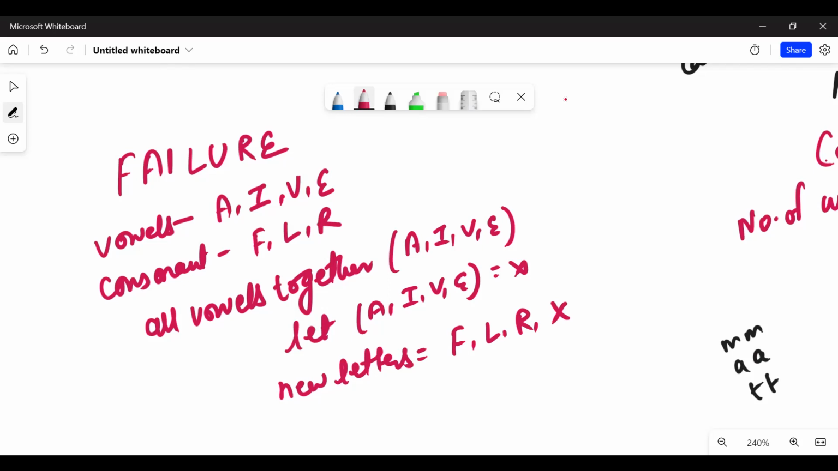Yes, sir. Because I want all vowels together. Assume that you put all the 4 vowels together and you made a letter X. So how many ways can I arrange them? 4 factorial. 4 letters are there. Any doubt?